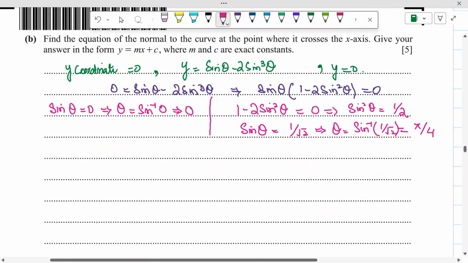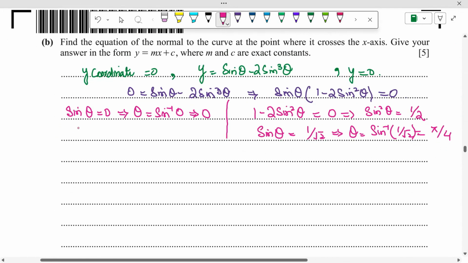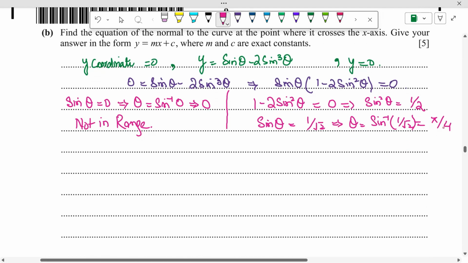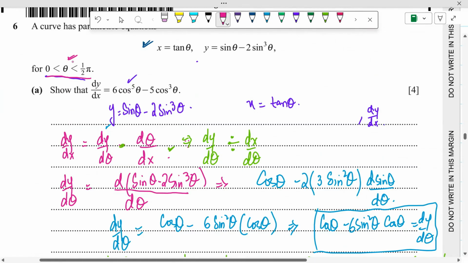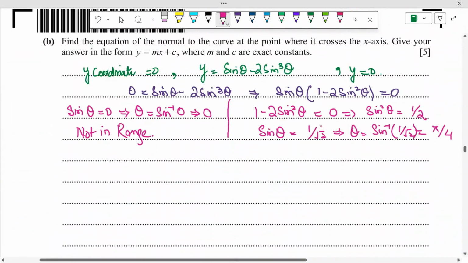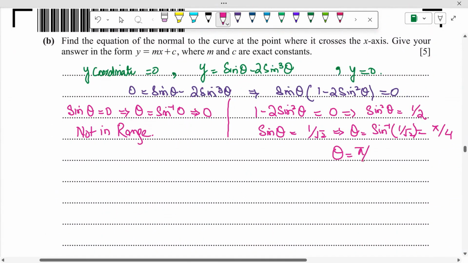but it is given that theta should be greater than 0 and less than pi by 2. So theta equal to 0 is not in the given range, so we can ignore it. Not in range. Only theta equal to pi by 4 satisfies the given range. So theta is equal to pi by 4.